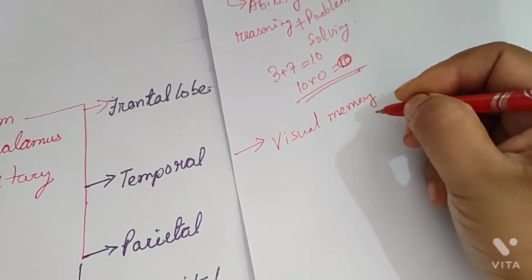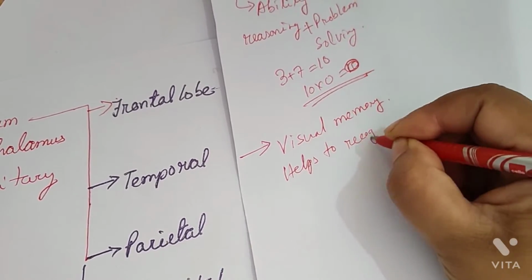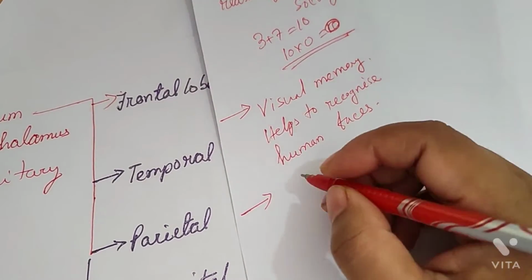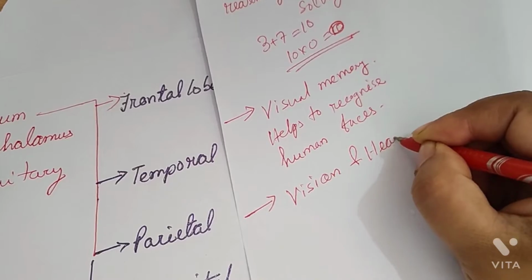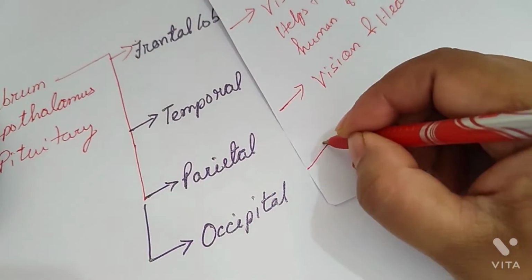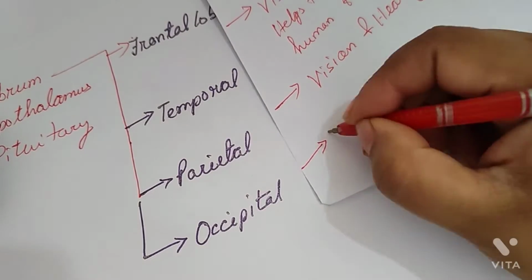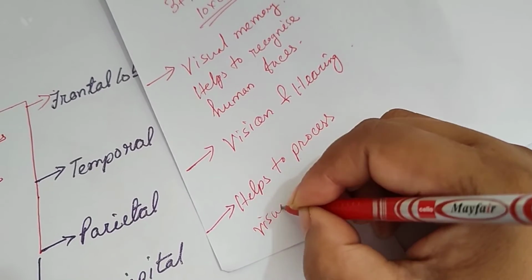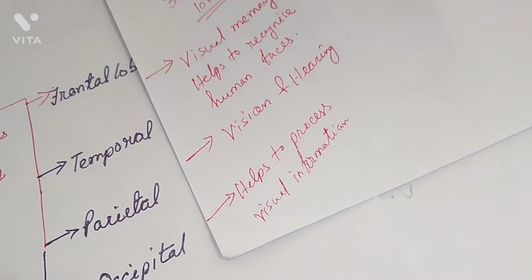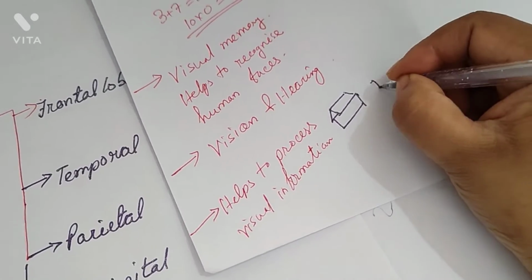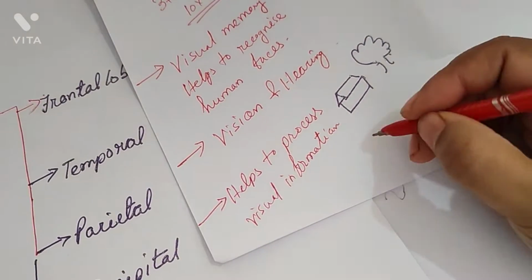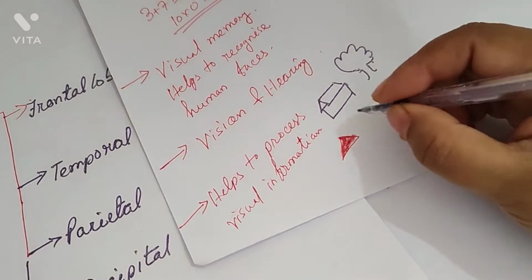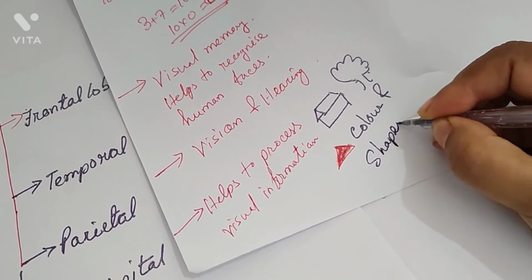The temporal lobe is mainly concerned with visual memory, which helps us recognize a human face in a large gathering. The parietal lobe is mainly focused on vision and hearing, and the occipital lobe helps us process visual information. If we have seen an object like a house or a tree, we can recognize it from our previous memory. This portion also helps us recognize different colors and shapes.